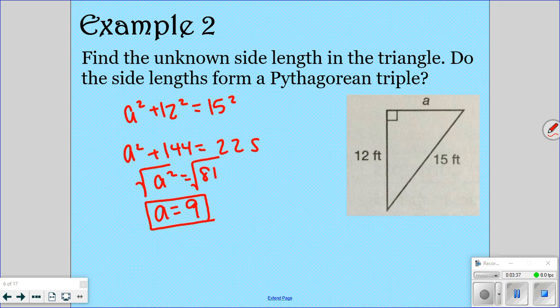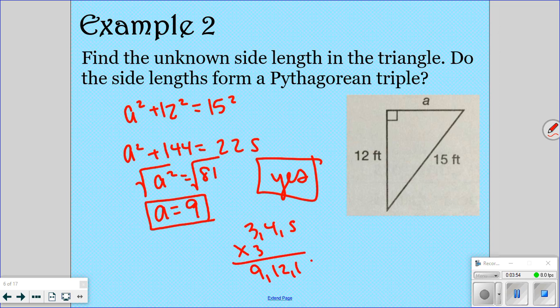Do these form a Pythagorean triple? Yes. Why? Because all three side lengths are whole numbers. And this is actually a 3, 4, 5 multiplied by 3. So that's where the 9, the 12, and the 15 come from. So it's a base of 3, 4, 5 Pythagorean triple.